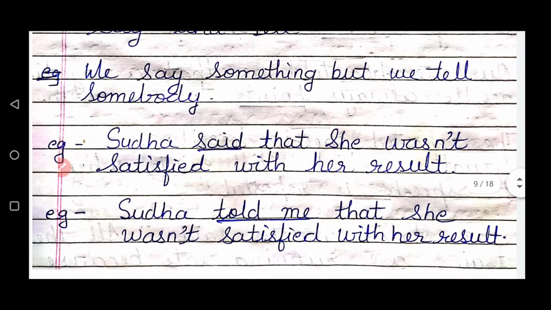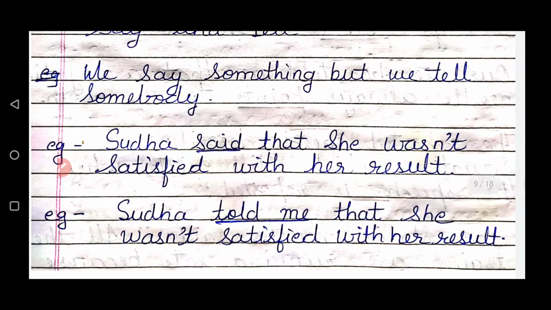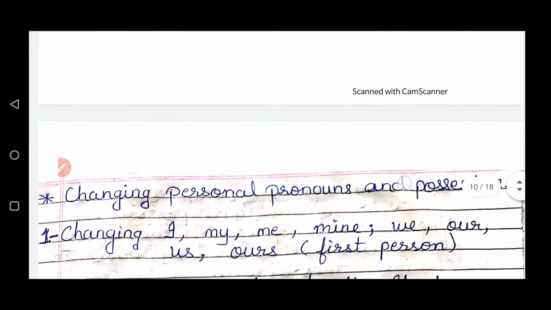For example, Sudha said that she wasn't satisfied with her result. Now this is what Sudha said, that she wasn't satisfied with her result. Now, Sudha told me that she wasn't satisfied with her result. So now here it is "told" because she said this to me. So I have written here as "told." Sudha told me that she wasn't satisfied with the result.